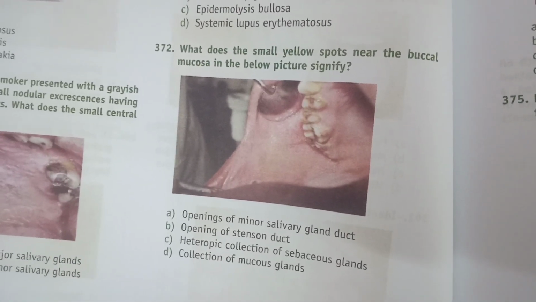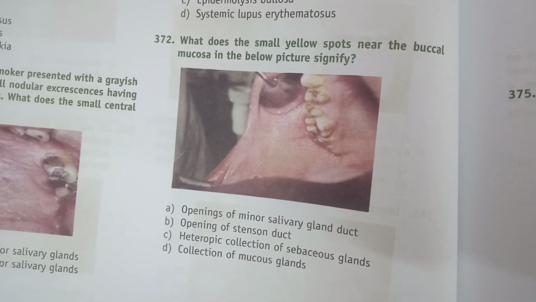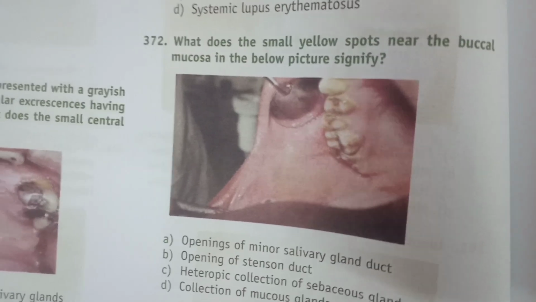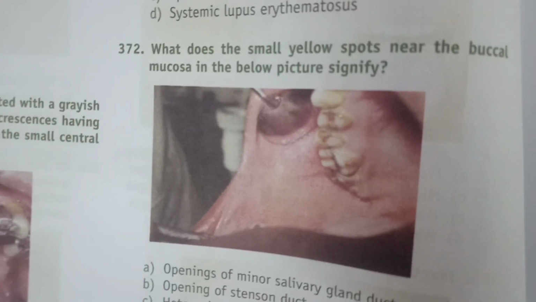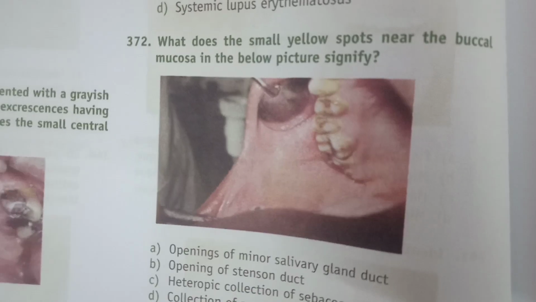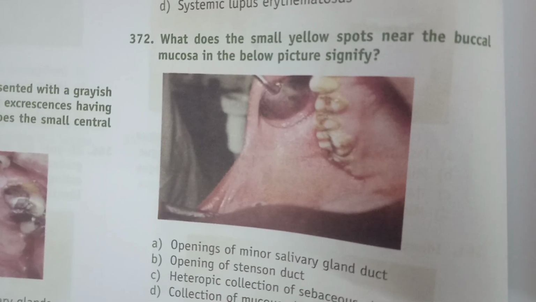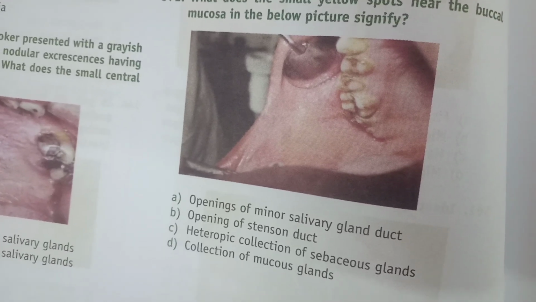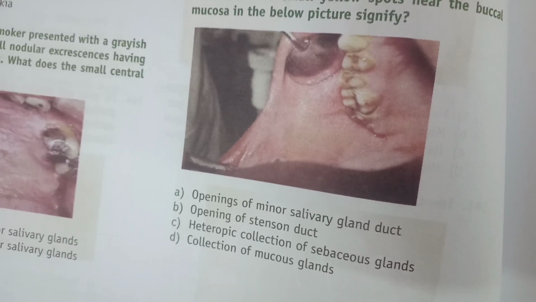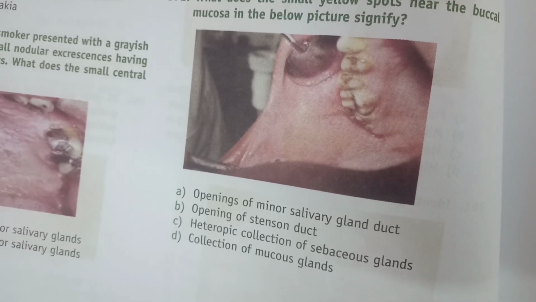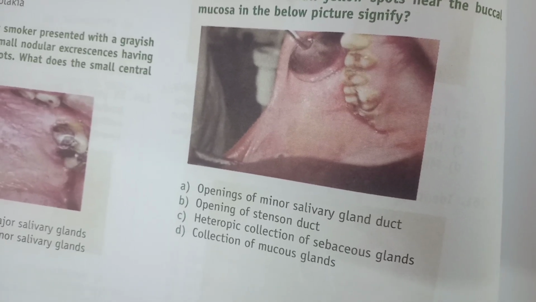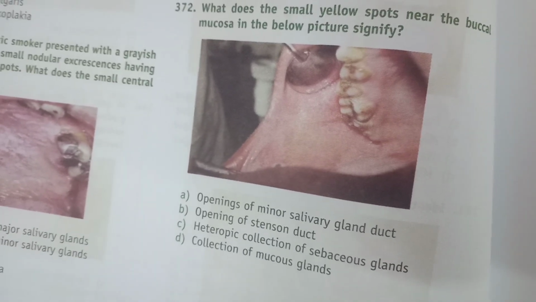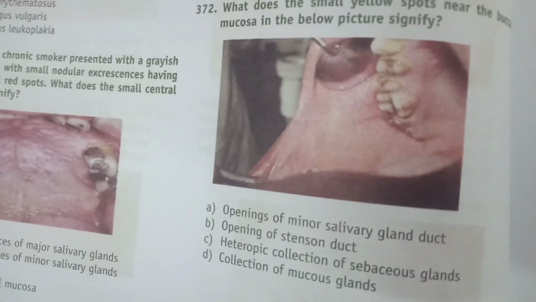What do the small yellow spots near the buccal mucosa in the below picture signify? So it is present at the buccal mucosa and the spots are small and yellow. I think you can make it out from this picture, though it's not a clear picture. Now the options are opening of minor salivary gland duct, opening of Stenson duct, heterotopic collection of sebaceous glands, collection of mucous glands. The answer is C, heterotopic collection of sebaceous glands. Now go to the next question.